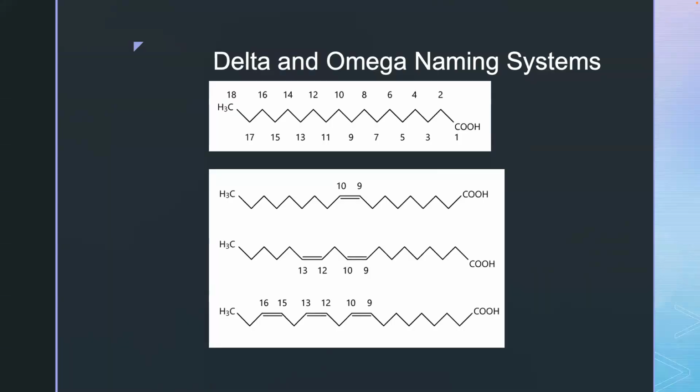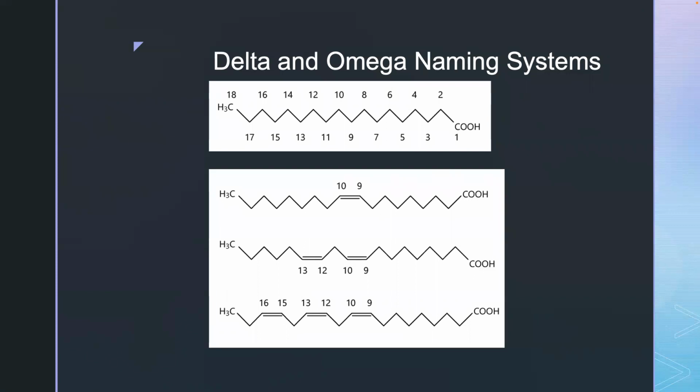And so whenever we're naming fatty acids, there are two different ways that you can name a fatty acid. We have the delta and the omega naming system for fatty acids. So delta, how do we name fatty acids based on the number of carbons and the number of double bonds?